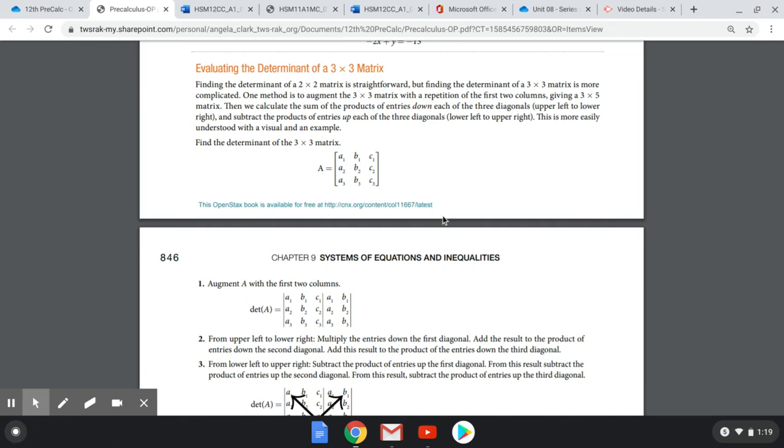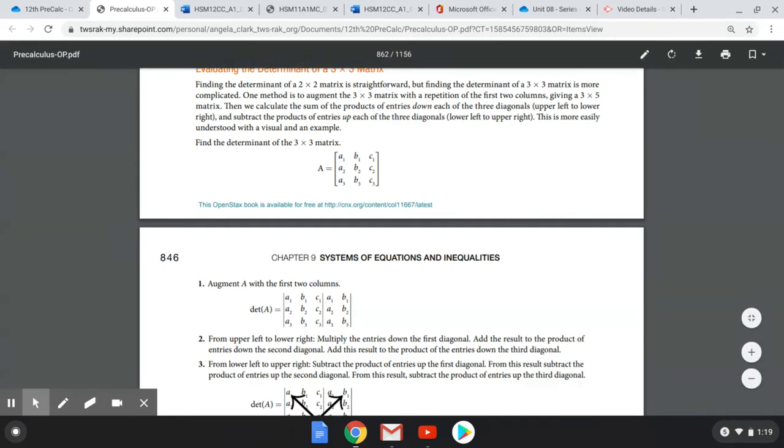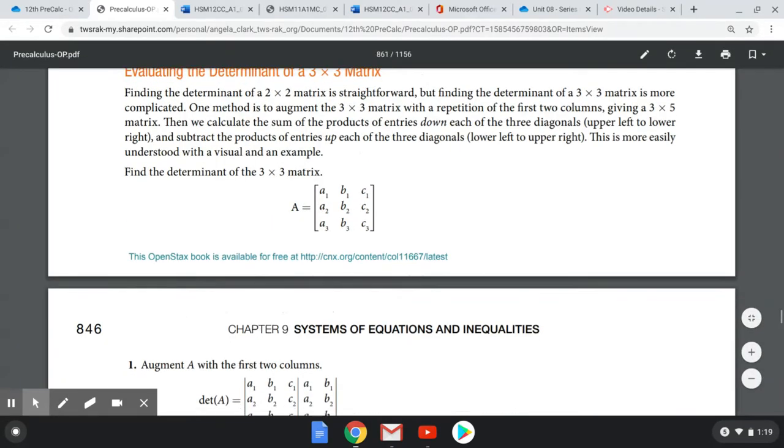So to find the determinant of a 3x3 matrix, first we're going to augment our matrix a little bit. So this is our 3x3 matrix. We're going to augment our matrix by adding column 1 and 2 again. So you have 1, 2, 3, 1, 2. So you're just repeating 1 and 2, and you'll see why we do that in a second. So I'm going to blow this up so that I can write on it.